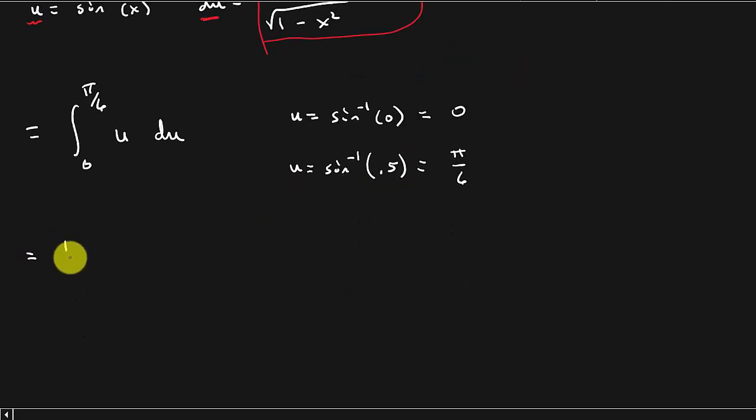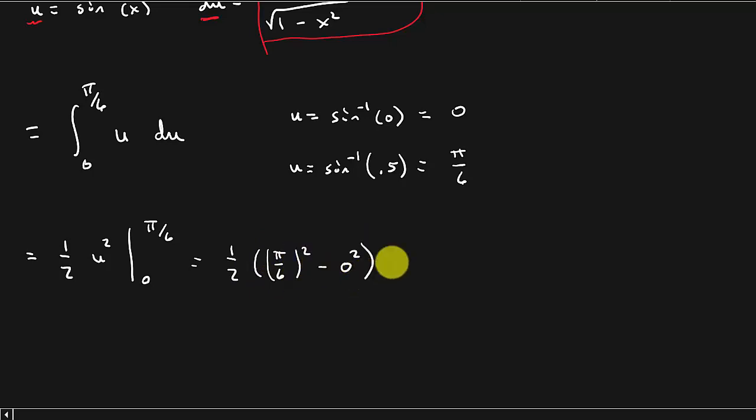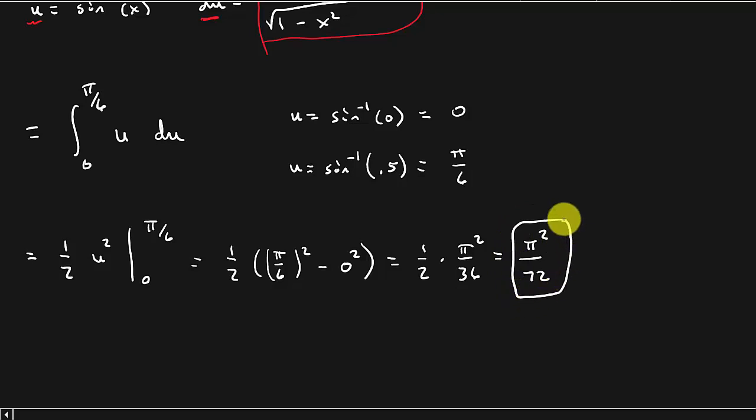And so this is going to be 1/2 u squared from 0 to pi over 6. And so that's going to be 1/2 times pi over 6 squared minus 0 squared, which is going to be 1/2 times, not pi over 36, pi squared over 36 when we square that. And so that's going to be pi squared over 72. And there's your answer. All right. So the problem wasn't really hard.